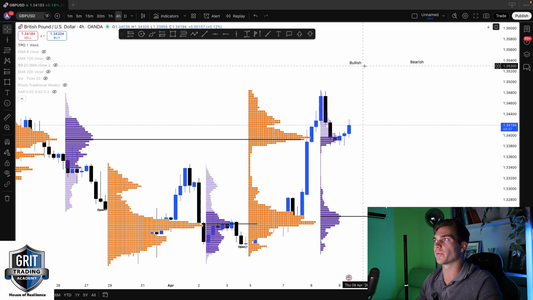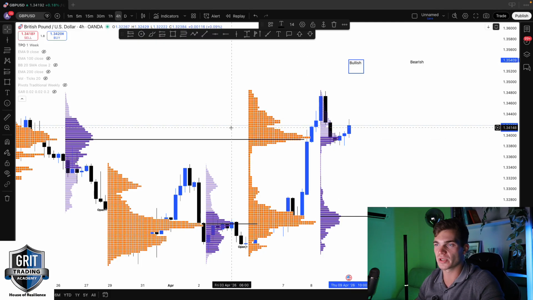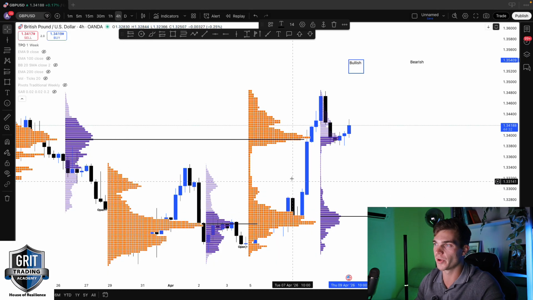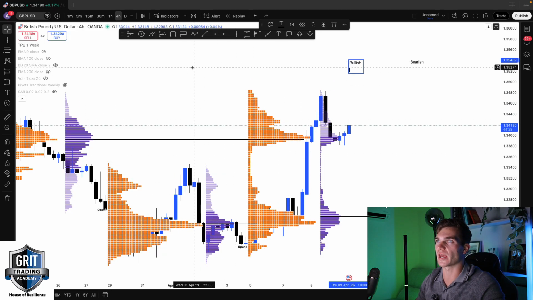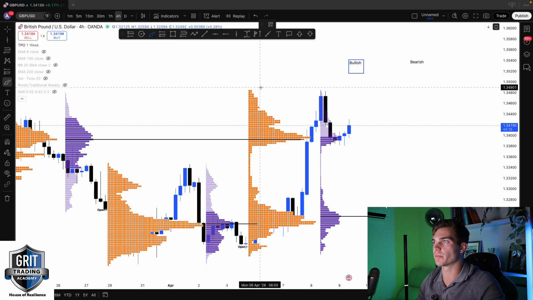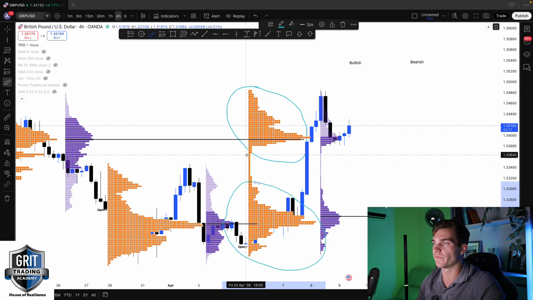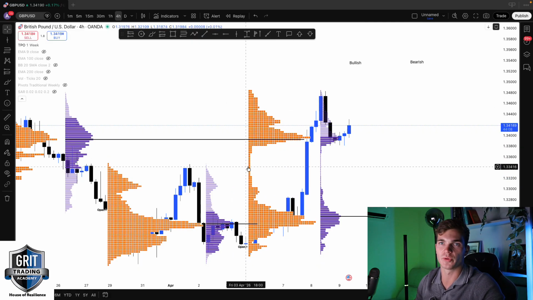So to start with, we're going to look at the profile shapes. So we've got quite a few shapes that we can use. Not every profile has a shape. Some of them don't have shapes. Like this one here, I wouldn't class this as any shape that we're going to go through. But this one here is called a double distribution, okay? So to make a double distribution, you need lots of time spent either side with very little time spent in the middle. That's what creates a double distribution.